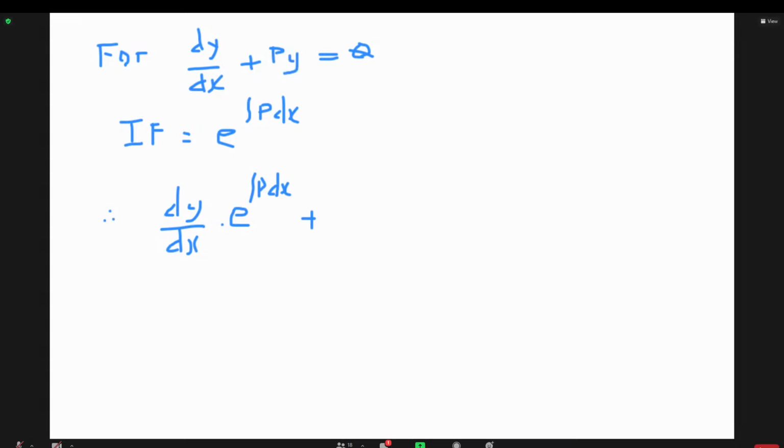Right, so for dy/dx plus Py equals Q, our integrating factor is e to the integral of P dx. We multiply everything by e to the integral of P dx. So we're going to get dy/dx times e to the integral of P dx plus Py times e to the integral of P dx is equal to Q multiplied by e to the integral of P dx.